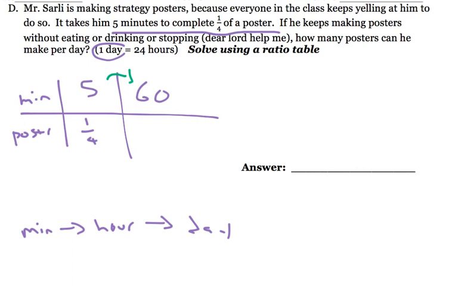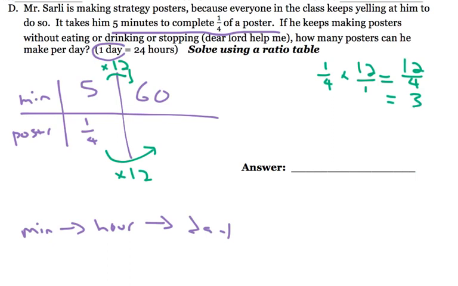And first we got to get to 60 minutes. Let's see, well, 5 goes into 60 12 times, because 5 times 12 is 60. So we got to multiply by 12 here. That's like 12 over 1. 1 times 12 is 12, and 4 times 1 is 4. And that's just equivalent to 3, because 12 divided by 4 is 3. So that's 3 posters in 1 hour.